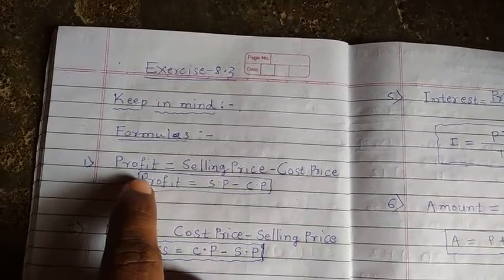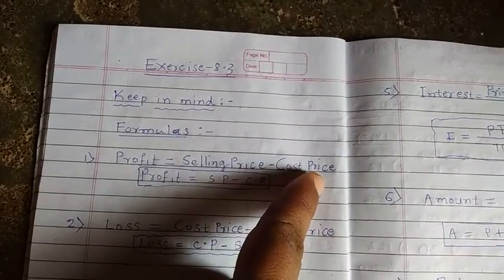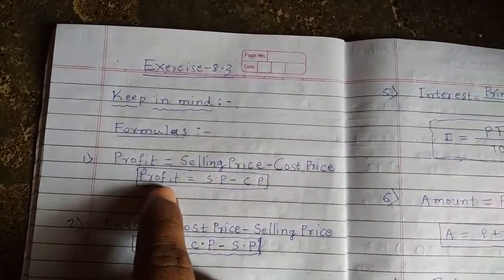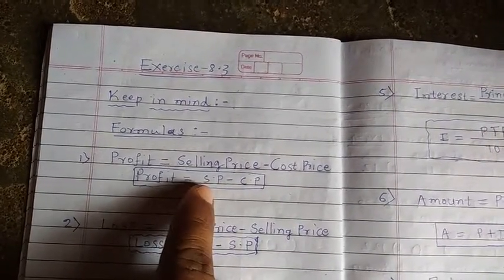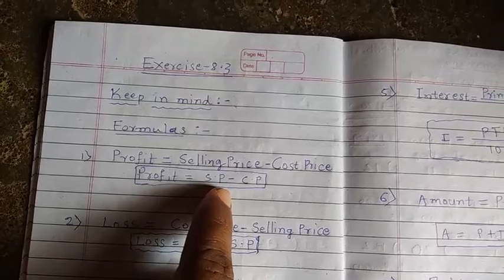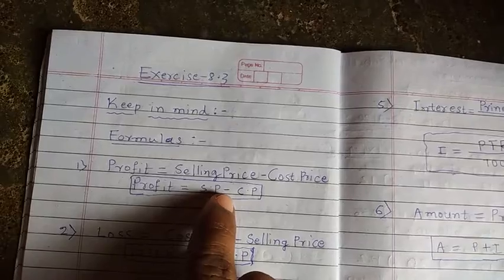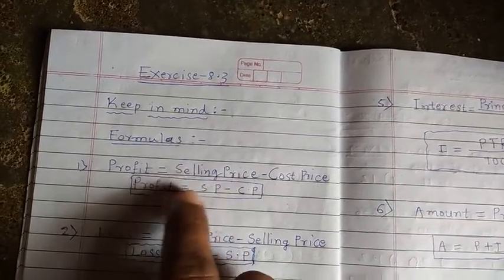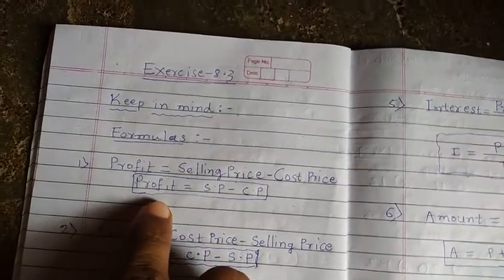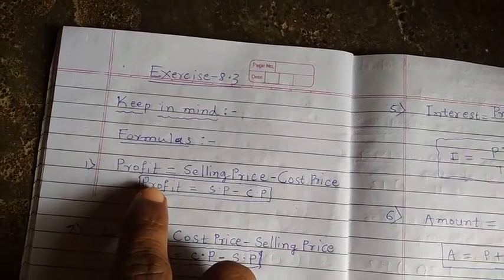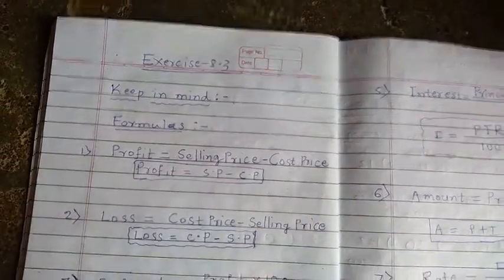What is that? All of you see here: profit is equal to selling price minus cost price. Shortcutly we write this as profit is equal to SP minus CP. When we solve the problems, we have to use only this shortcut method, so we don't waste time unnecessarily. Understood, students? This is the formula we use to find the profit: profit is equal to selling price minus cost price.